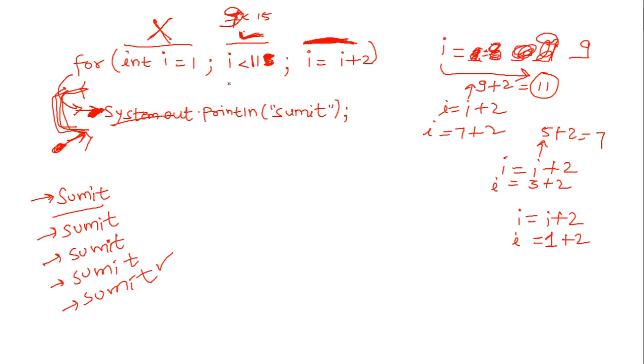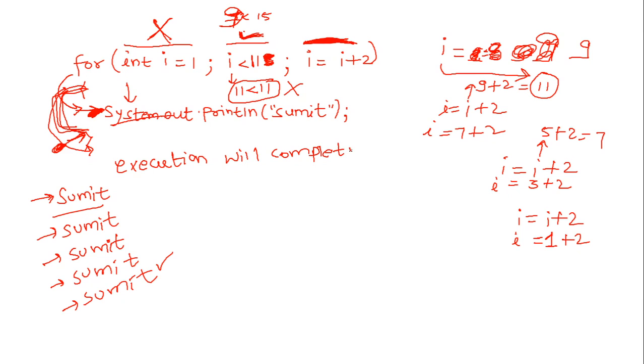But if I value is 11, 11 less than 11, the condition will become false. So we will not go inside, right? We will just come outside of that for loop, and that for loop execution is completed, right? So this is how your for loop will work. Is it clear to everyone now? Yes. Okay, so this is how your for loop will work.